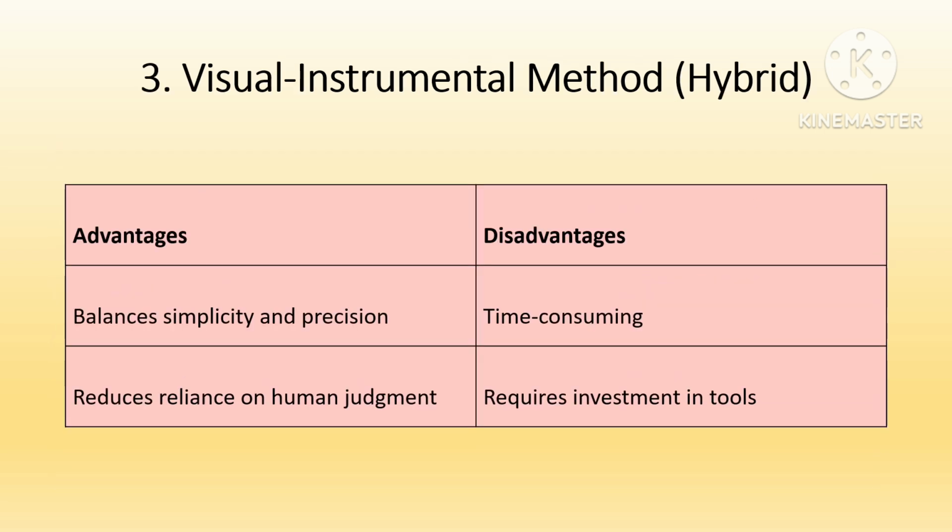The hybrid method combines the simplicity of the visual method with the accuracy of instrumental tools. We always start with a visual shade selection using a shade guide and confirm and refine the choices using a spectrophotometer or a similar device. This approach strikes a balance between practicality and precision, ensuring optimal results. However, it can be time intensive and resource dependent.